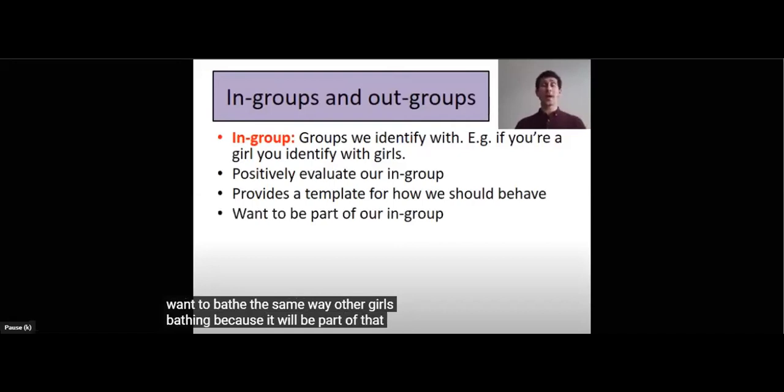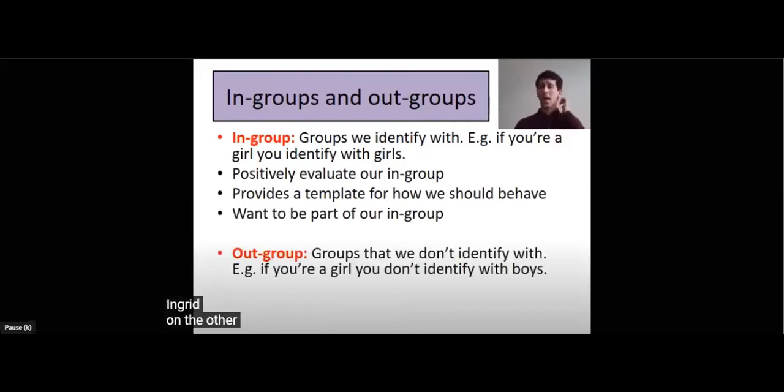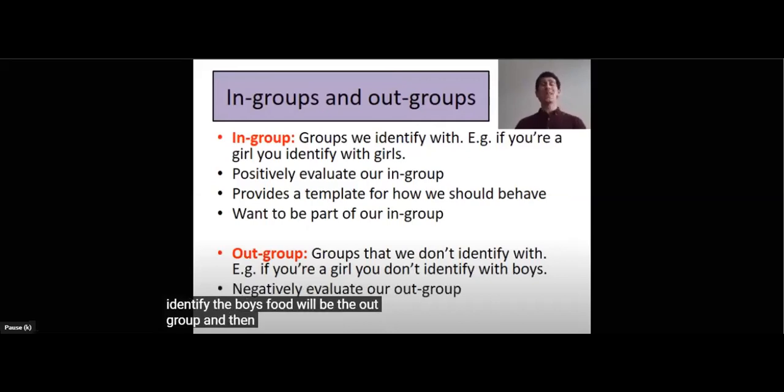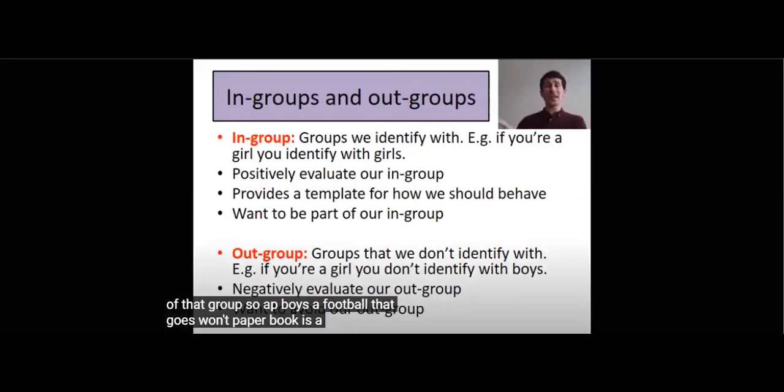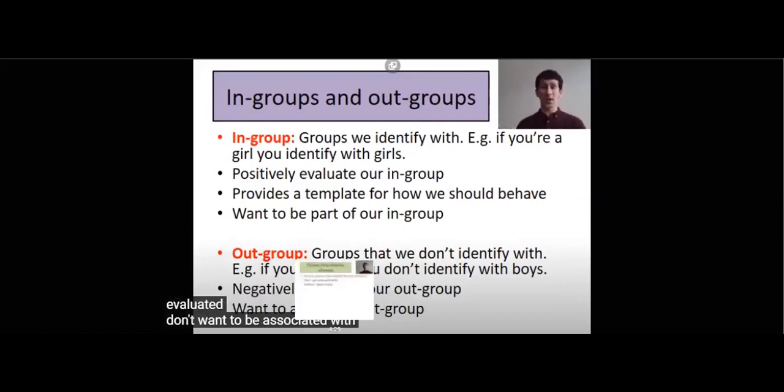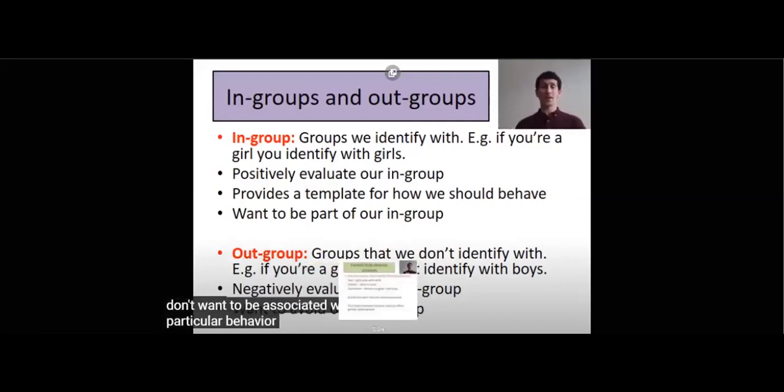in-group. Out-groups, on the other hand, are groups that we don't identify with. So if you're a girl, you don't identify with boys. Boys will be the out-group. And they negatively evaluate that group. Whatever that group does, they view as a negative. They view it as bad. They view it as something that girls shouldn't be doing. And they want to avoid being part of that group. So if they see boys playing football, the girls won't play football because they negatively evaluate it, don't want to be associated with that particular behaviour, because that's what boys do.